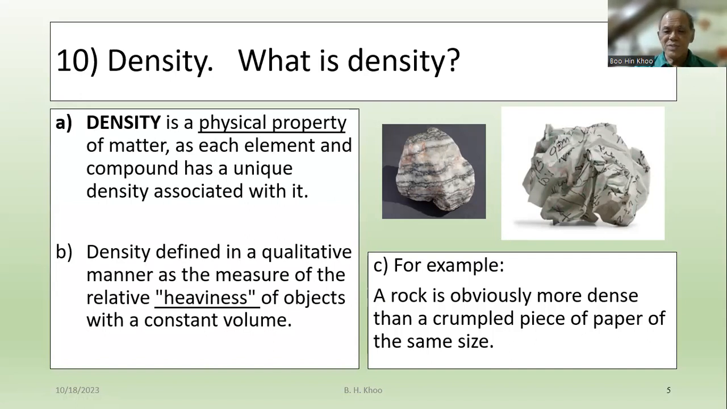Rather than ask you which is heavier, 1 kilogram of copper or 1 kilogram of paper, both will have the same weight, except density will be different. For example, a rock is obviously more dense than a crumpled piece of paper of the same size. They may have the same size, but this is lighter, this is heavier. So greater density, less density.